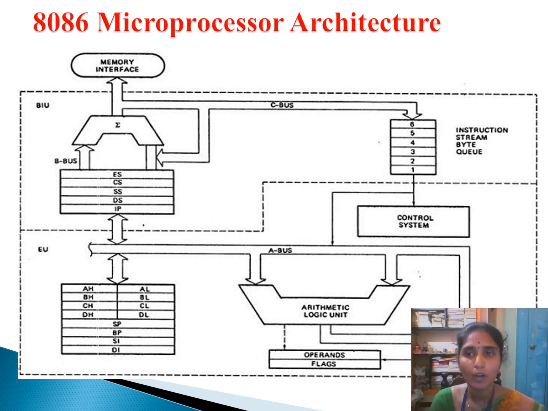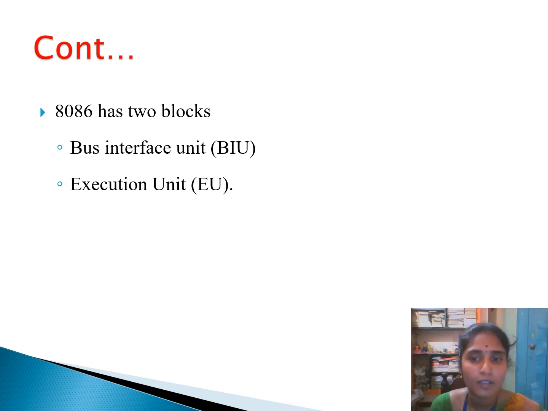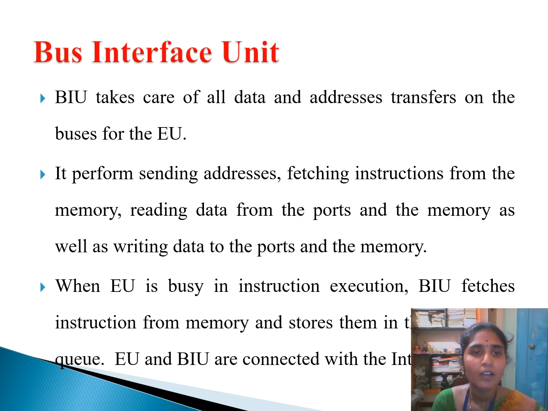Now let's see the components of the microprocessor architecture one by one. The 8086 has two blocks. The first one is the bus interface unit and the second one is the execution unit. The bus interface unit, BIU, handles the data and address transfer on the buses for the execution unit. It performs sending addresses, fetching instructions from memory, reading data from the port and memory, as well as writing data to the port and memory.